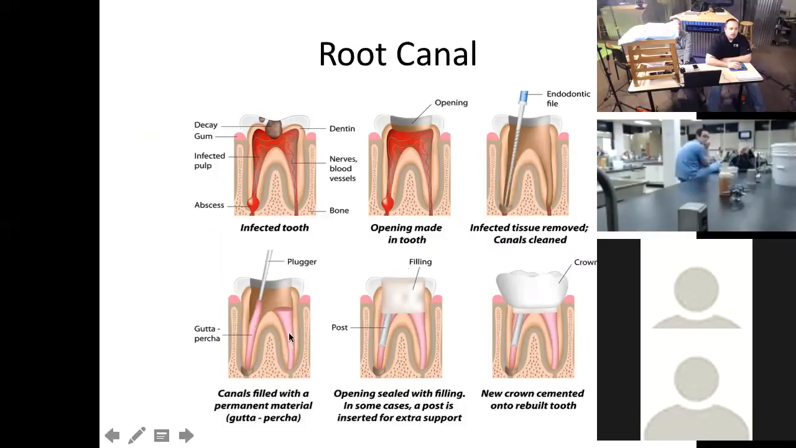Then they fill the root of the tooth up with a cement-like material, which will harden, and then they'll seal it off with a filling. Once it's sealed off with a filling, it's okay, but a lot of people will elect to get a crown to cover it up to make it look more like a real tooth.